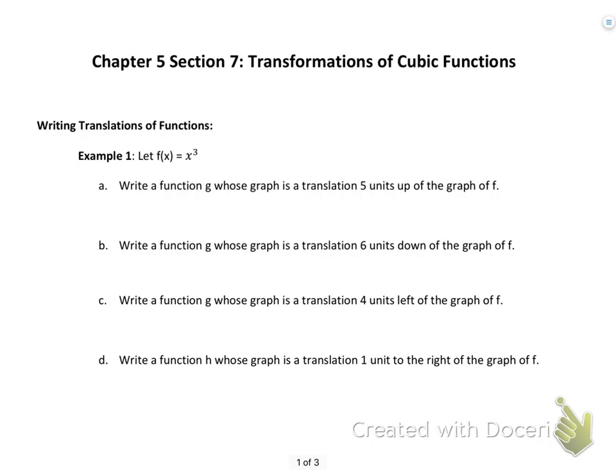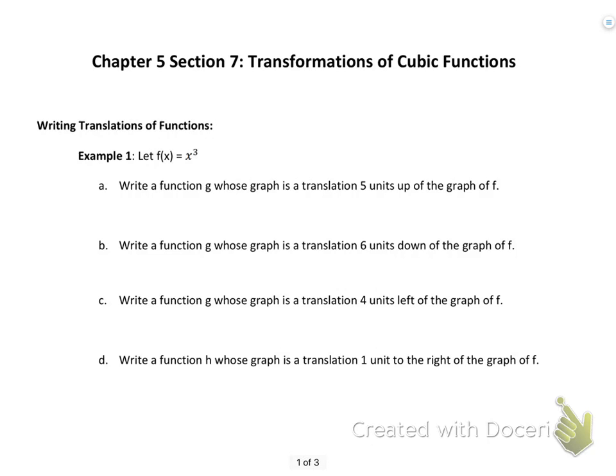Hello, welcome to Chapter 5, Section 7, Transformations of Cubic Functions. So we have transformed absolute value functions and quadratic functions, and now we're going to do the cubic functions. And the cubic functions are only a tiny bit different from quadratic functions, in that instead of the exponent being a 2, it's a 3. And the graph looks different.